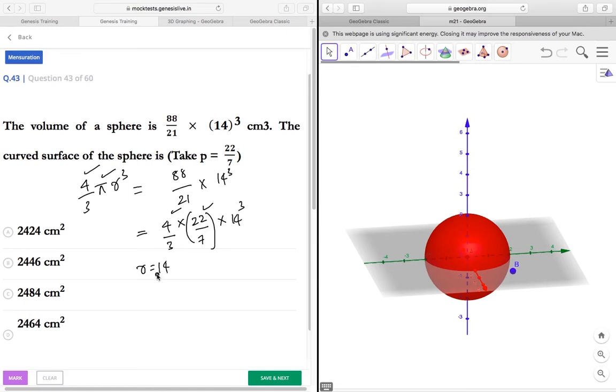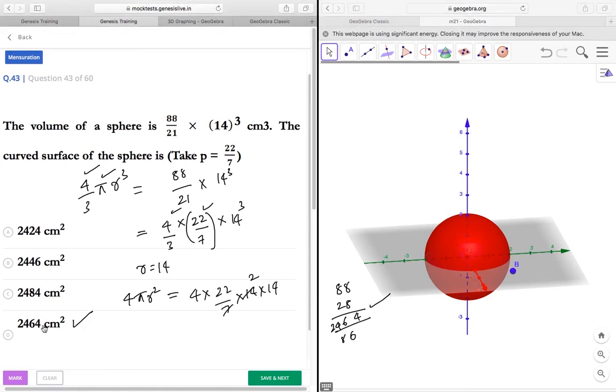Great. So now the curved surface area formula is nothing but 4 pi r square for sphere. So which will be equal to 4 into 22 by 7 into 14 into 14. So 7 2s are 14, so this is 88, that is 22 into 4, and 14 2s are 28. You can go with your Vedic math. 88 is 64, then you have 64 plus 16, that is 80, 16 plus 8, 24. So 2464 is your answer. 2464, option D. Brilliant.